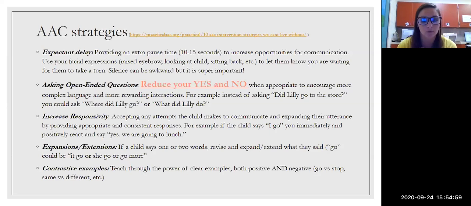Contrastive examples, teaching through the power of clear examples, both positive and negative. So opposites. Go, stop, go, stop. Same, different. All, some. Open, close. Those are all super opposite things. So when you're teaching it, sometimes that helps the student because they're not super similar. They don't have to think as hard. They're like, no way. Of course a desk doesn't go, but a car does. And that's something that's really important to consider when you're teaching something.